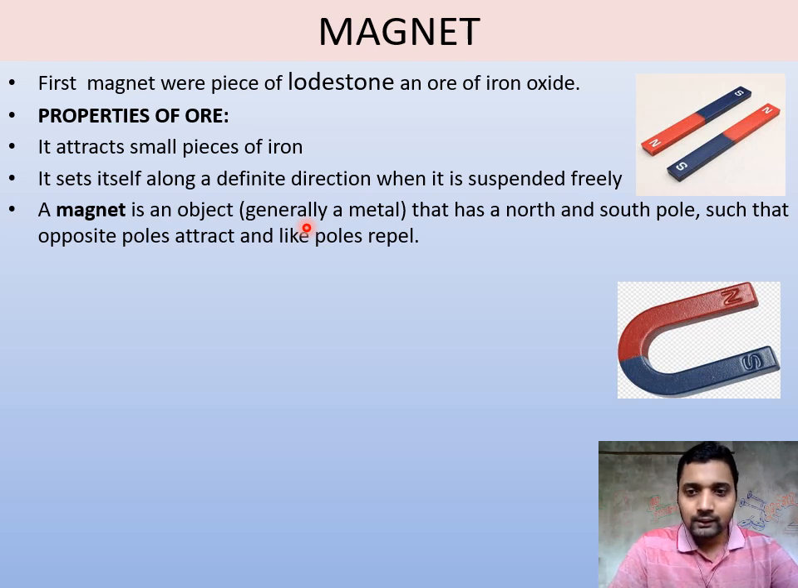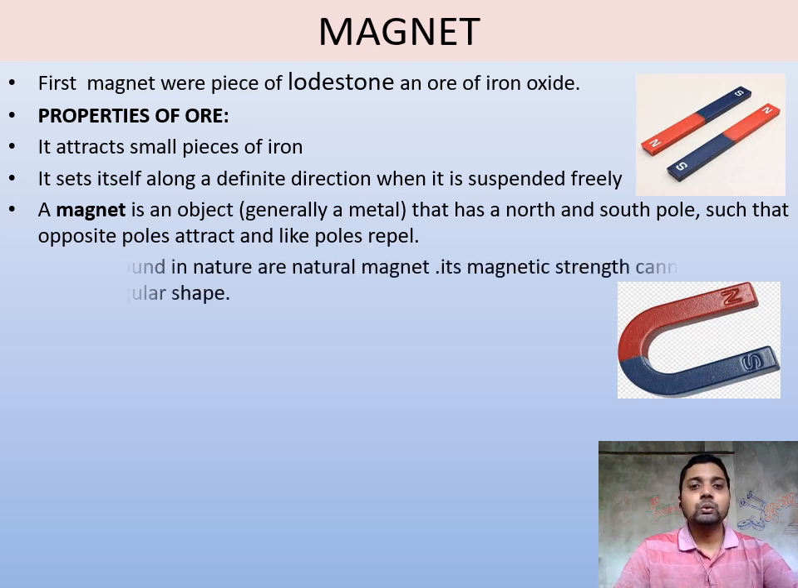So what more properties does this magnet have? Opposite poles will attract, meaning north and south will attract each other. This north and this south will attract, and this south and this north will attract, whereas if we take two norths together or two souths together, both will repel. The magnet which we generally get nowadays is made artificially, so that is called an artificial magnet, which has a regular shape and more magnetic strength.